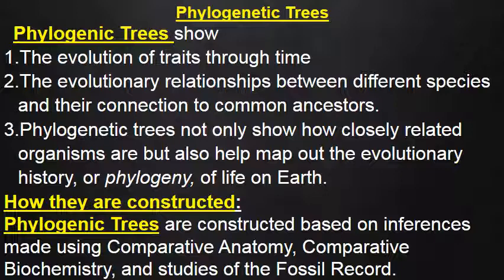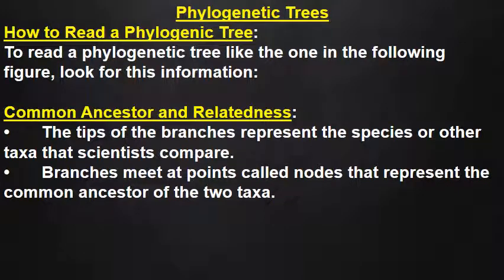How are they constructed? Well, phylogenetic trees are constructed based on inferences made using comparative anatomy, comparative biochemistry, and studies of the fossil record. How to read a phylogenetic tree? To read a phylogenetic tree like the one in the next slide, look for the following information. First, common ancestor and relatedness information. The tips of the branches represent the species or other taxa the scientists compare, and branches meet at points called nodes that represent the common ancestor of the two taxa.